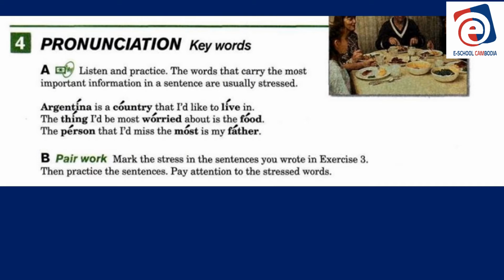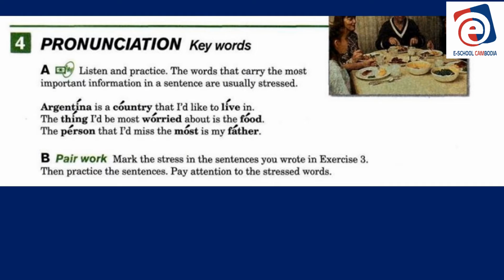The thing I'd be most worried about is the food. So you notice thing is stressed, worried, the first syllable of worried, and food. Okay? Thing, worried, food. These are the important words of the sentence, and so we stress them. The thing I'd be most worried about is the food.